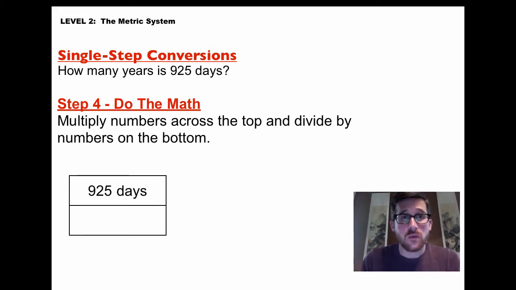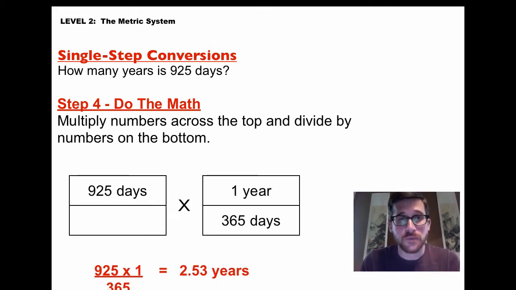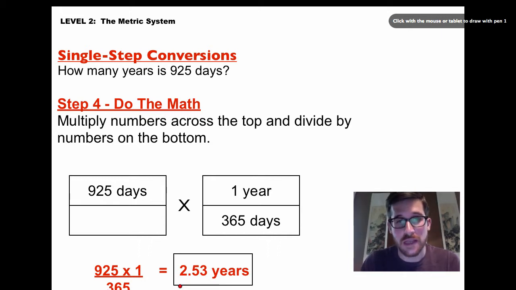So now we're just going to do the math for this. So here's the setup again that I just set up in step 3, and now I'm going to do the math. So the math simply just becomes, all right, what are my numbers? It's going to be 925 multiplied by 1, so everything across the top gets multiplied. And then I'm going to divide it by whatever's in the bottom terms, which is just 365 here. So really this becomes 925 divided by 365, which is equal to 2.53 years. And there you go. There's your final answer. Make sure you box it so that you are identifying that that is your final answer.